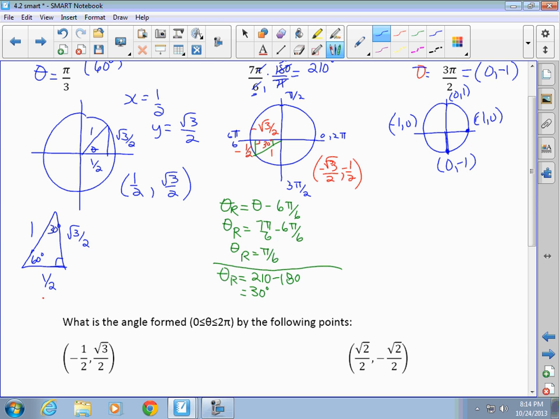If the question said theta is equal to pi, then that pi value would be right here, so then that would be here. So my answer would be -1, 0 for the coordinates.